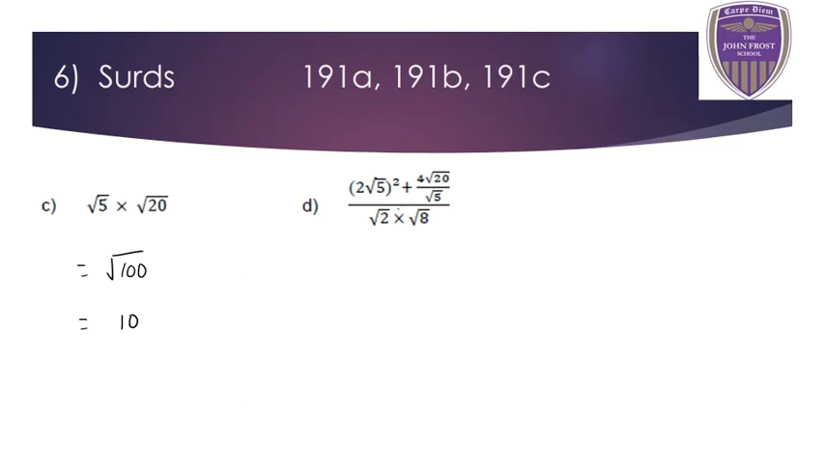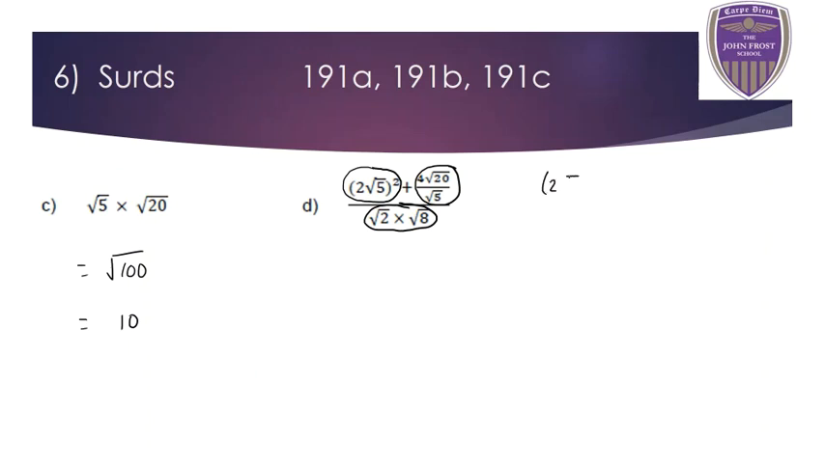This, though, is like a multi-step question where we need to consider simplifying each part of this question. So I need to concentrate on squaring 2 root 5. Then I need to concentrate on simplifying 4 root 20 over root 5. And then finally, I need to focus on working out root 2 times root 8. So that's what I'm going to do first of all then.